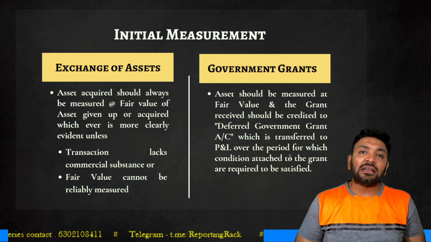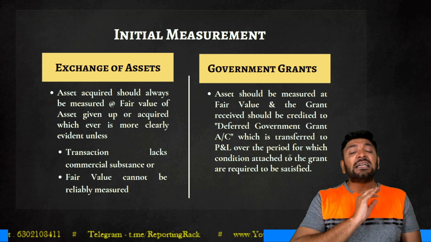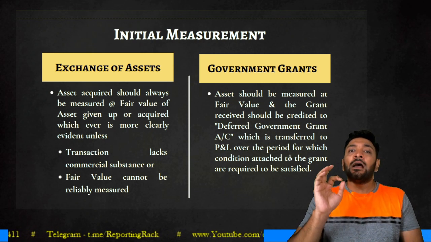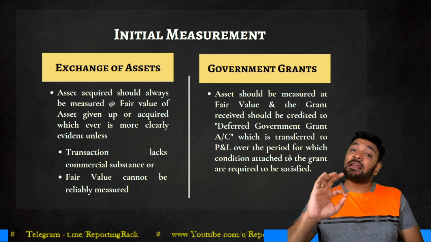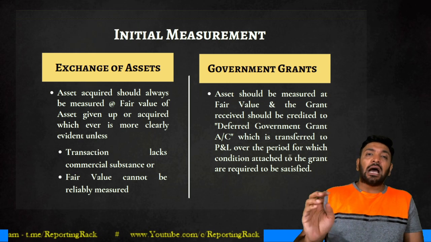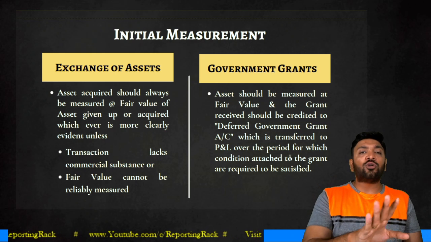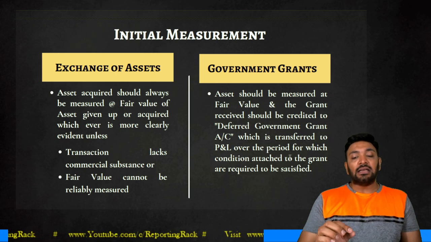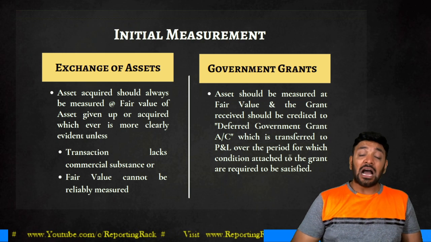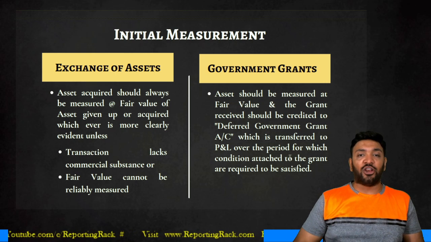How do you know which is more clearly evident? Generally, I'm talking about the asset acquired is more clearly evident. Let's say I purchased a new car by giving up my old car. New car price is 15 lakhs. I went to Maruti True Value or Cars 24 and I asked him to take off this car as an exchange. Said, sir, for this car, I can give you 2 lakh rupees. I purchased a new car by paying 10 lakhs, but out of which 2 lakhs was reduced.